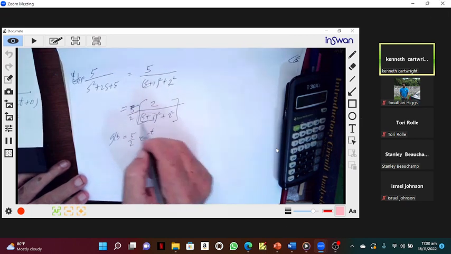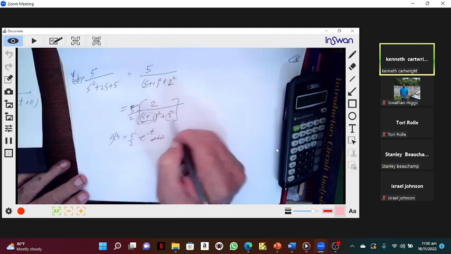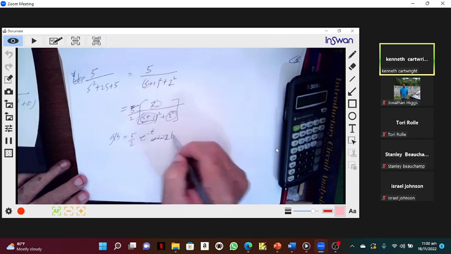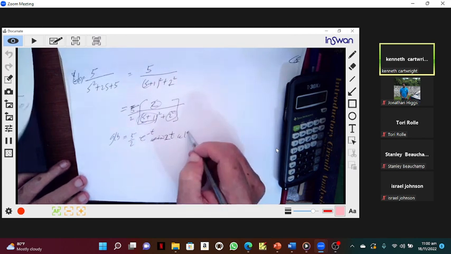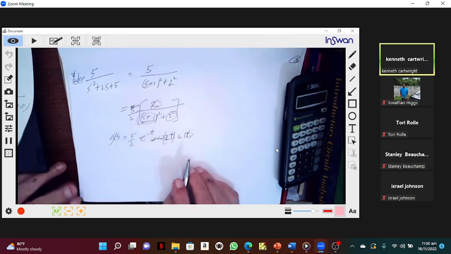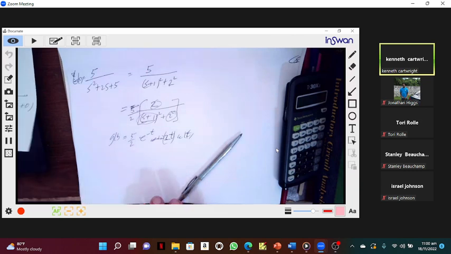That's because of this. Sine omega, that's omega squared, that's omega t u of t. That's the entry in the table. That's another way of doing it. All right.